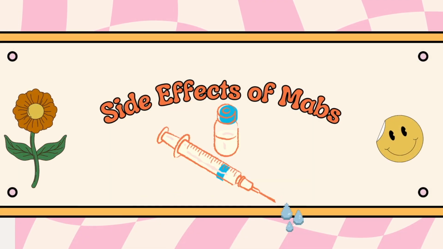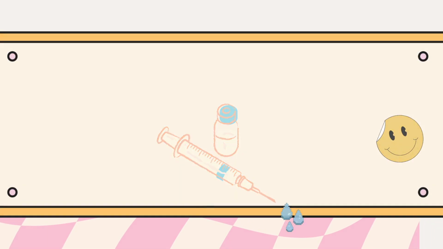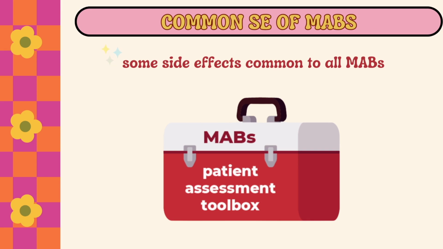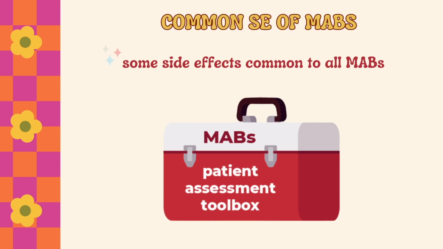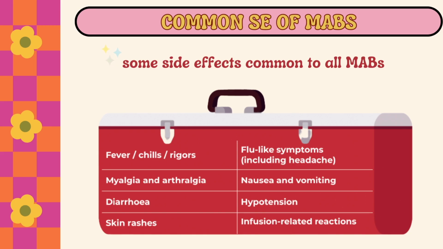Now we're going to look at some side effects of mAbs. There are some common side effects to all the mAbs because when you're using an antibody as a medication, you're always running the risk of the antibody recognizing your own body cell as a foreign antigen and attacking it. That's why the common side effects of all the mAbs are very systemic, such as nausea and vomiting, hypotension, flu-like symptoms, fever, and chills.